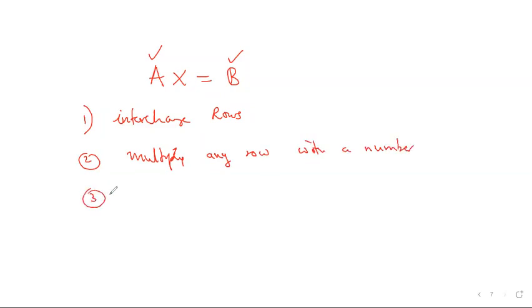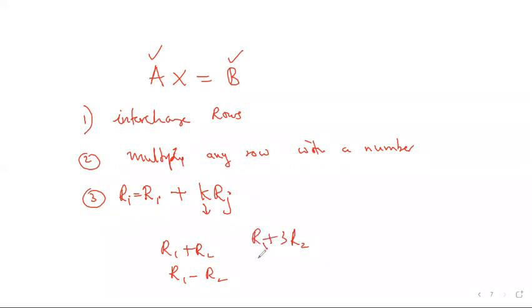Third, what is the third operation? We can add. Multiply a row with a number and add to another row. Any row Ri can be made as a new Ri. Multiply any row with a number and add to another row. If k becomes 1, what will happen? You can add 2 rows. You can subtract 2 rows. You can multiply a row with a 3 and add to another one. All these operations we can do.